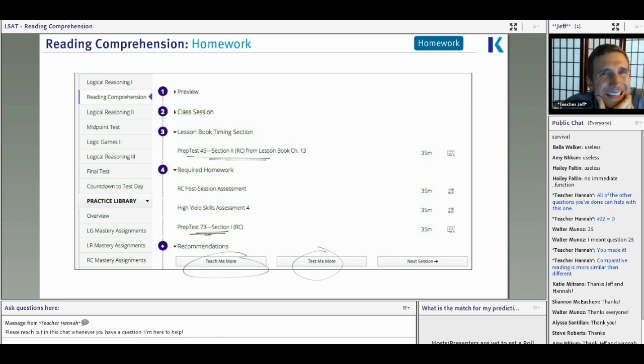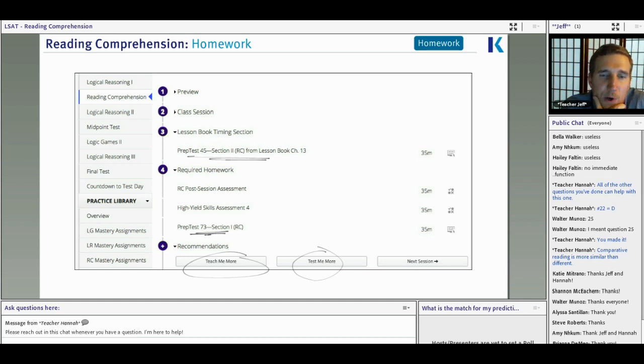Generally speaking, the easiest section to improve on is logic games, just because it's a part of the test that people are so unfamiliar with, right? And so you don't have any bad habits. You don't have any good habits, and so you're just sort of building up from scratch. Whereas, as I said earlier today, reading comp can be one of the slower, but it still can be done.